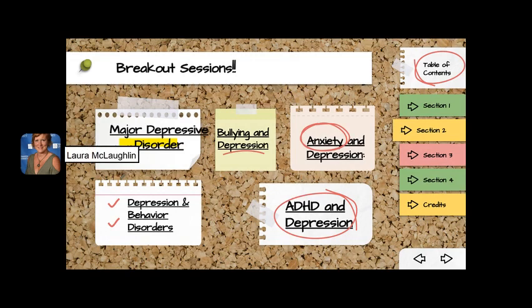So at this point, I'm going to break everyone out into breakout sessions, and each of you will have a topic to explore. So we have major depressive disorder, bullying and depression, anxiety and depression, ADHD and depression, and depression and behavior disorders. Each of these topics is also linked to a resource. However, I encourage you to find your own resources as well. I'm also going to have you working in a shared Google Doc during your breakout session.